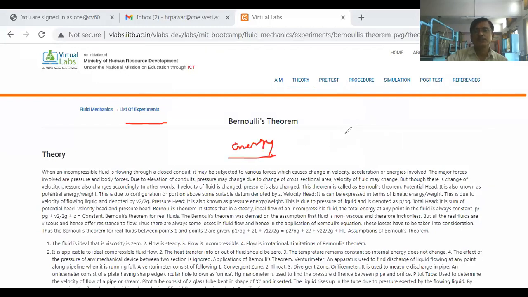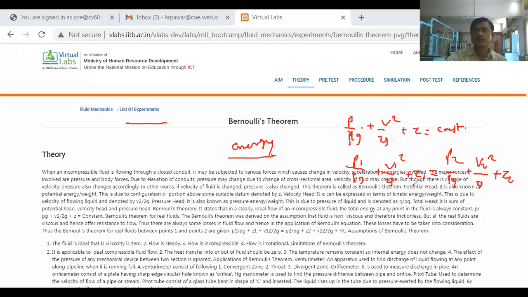If we apply Bernoulli's equation between two sections, the general equation is P upon rho g plus V square upon 2g plus Z is equal to constant. If you apply the same principle between two sections, this equation can be written as P1 upon rho g plus V1 square upon 2g plus Z1 is equal to P2 upon rho g plus V2 square upon 2g plus Z2. So what is this term?